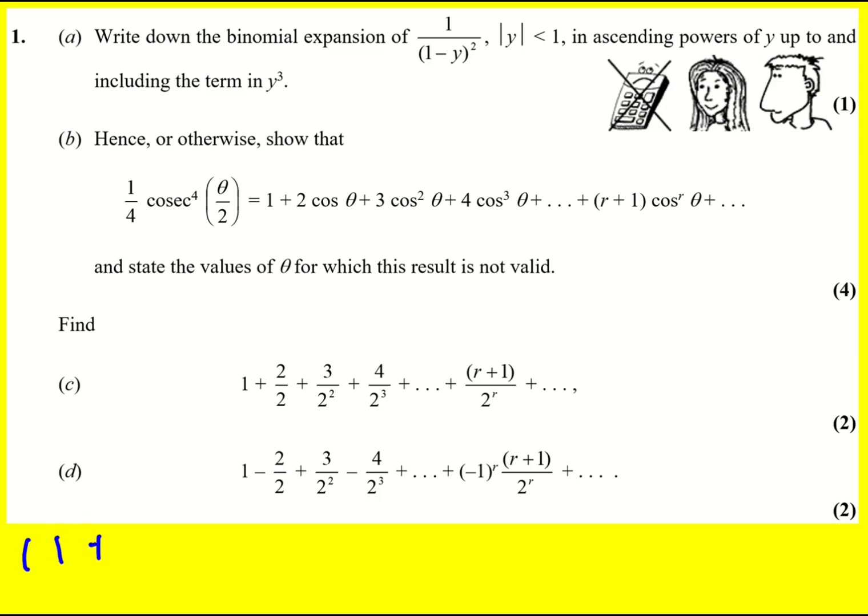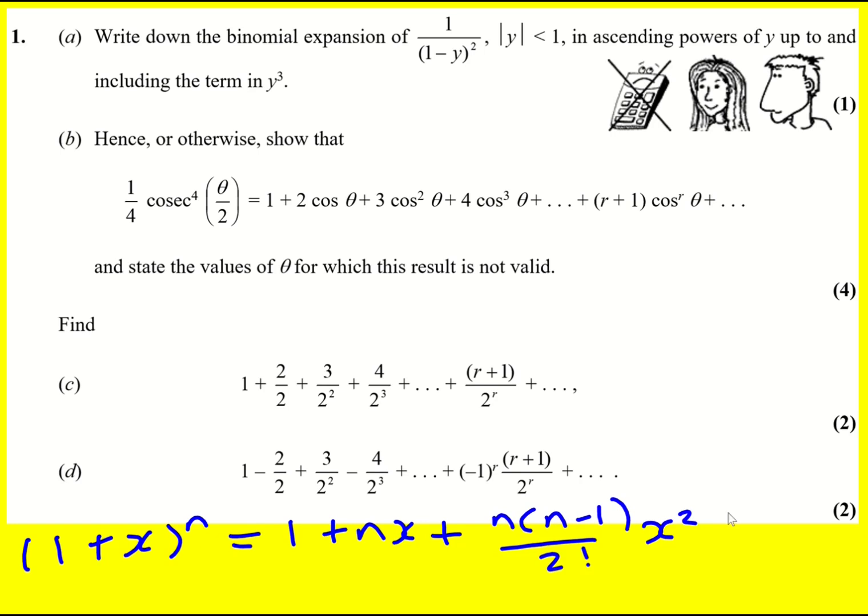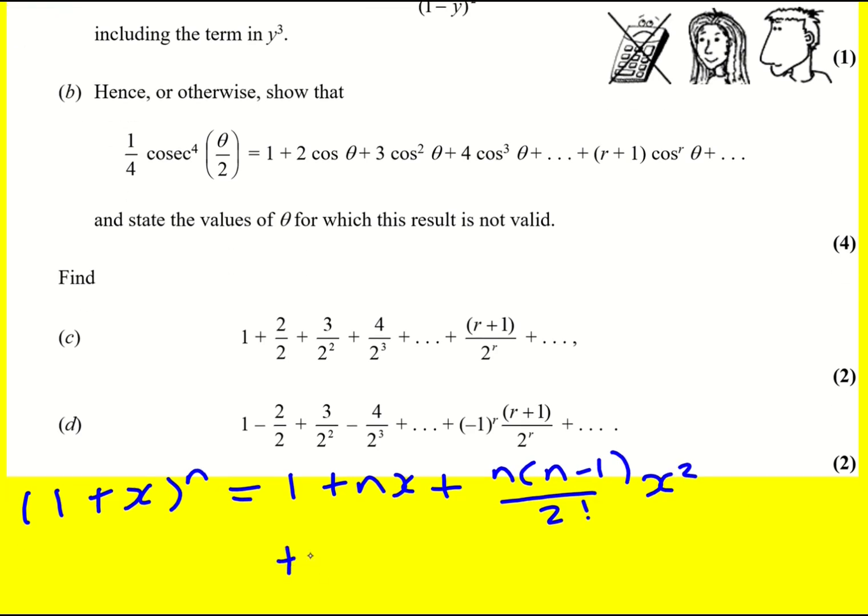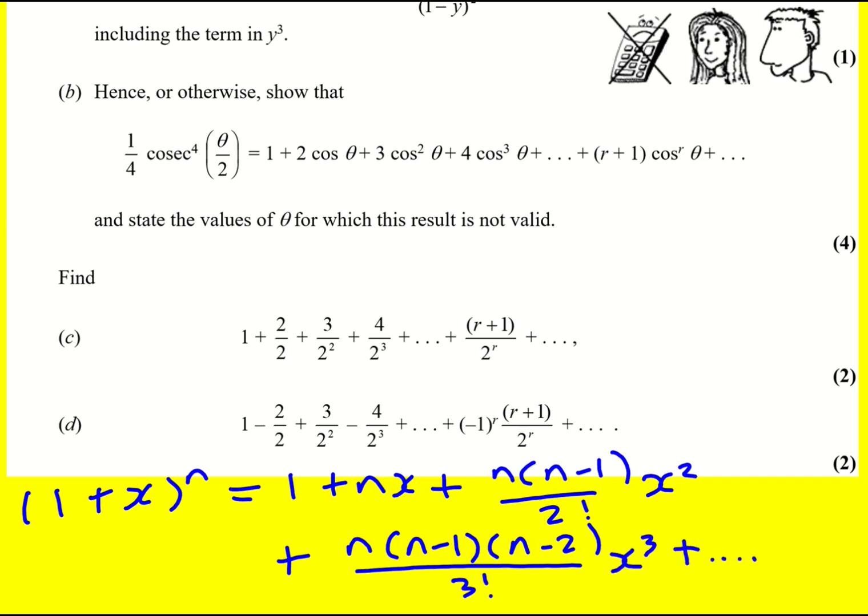Binomial expansion for (1 + x)^n is 1 + nx + n(n − 1)/2 factorial x squared, plus n(n − 1)(n − 2)/3 factorial x cubed, and then we just carry on that pattern.